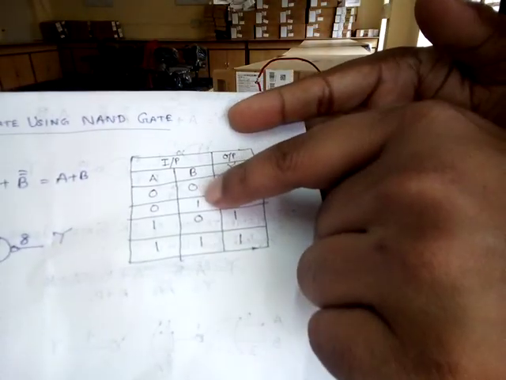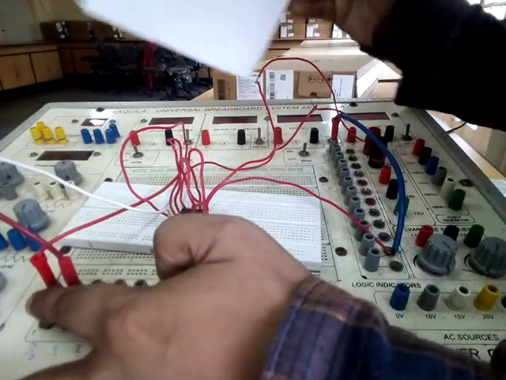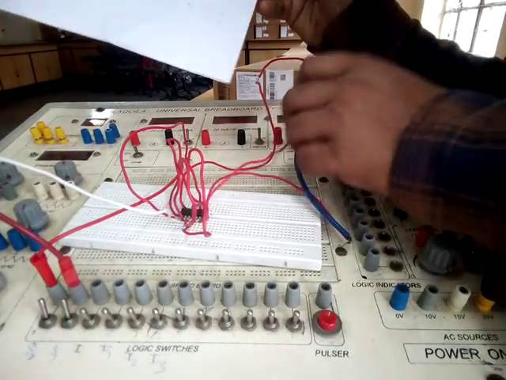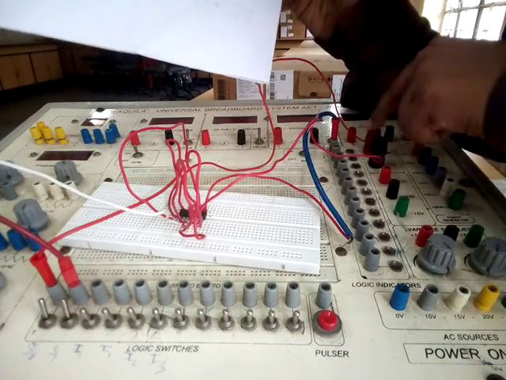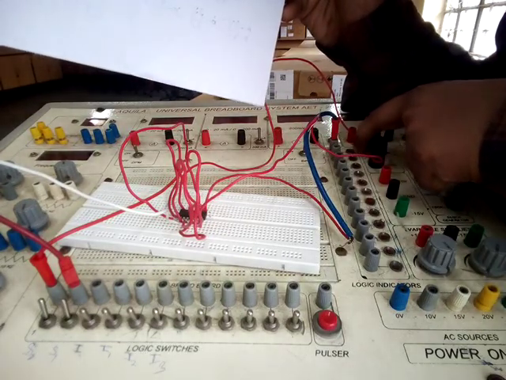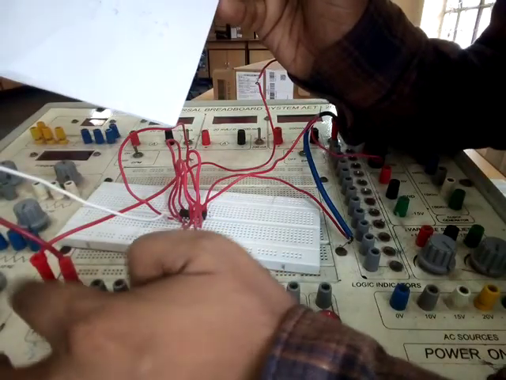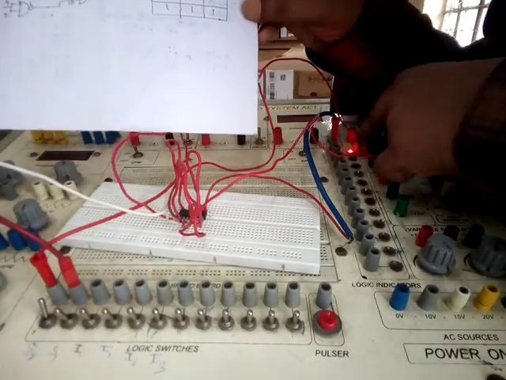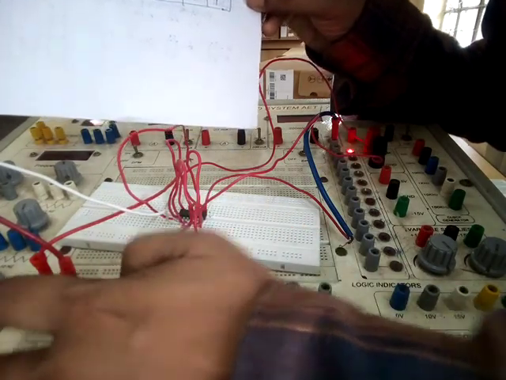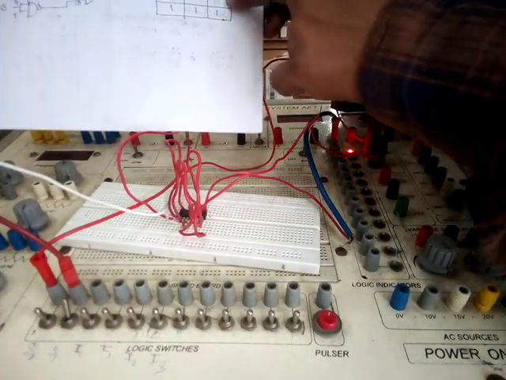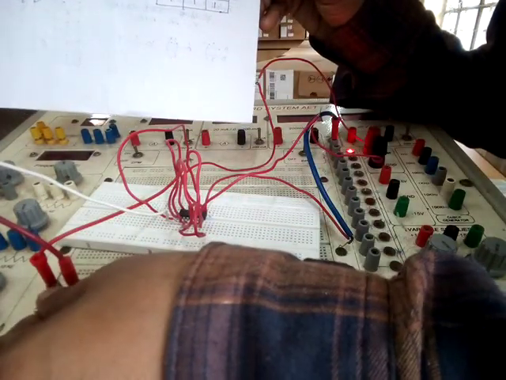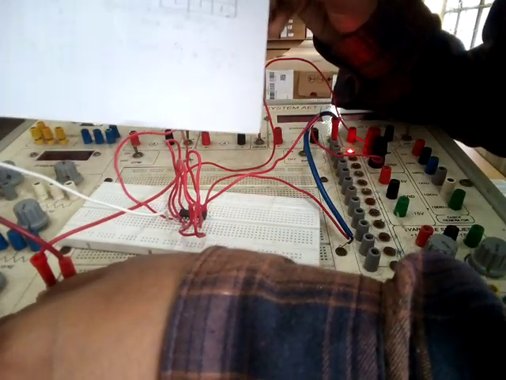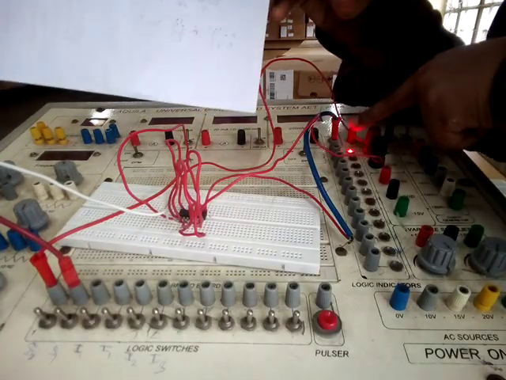When A and B are 0, then the output is 0. So A and B are already in 0 position, and you can see the output is 0. The LED does not glow. And when the input is 0 and 1, A 0 and B 1, the output will glow. Next 1 0, the output glows. It means the output is high or 1. And when both inputs are high, the output is also high.